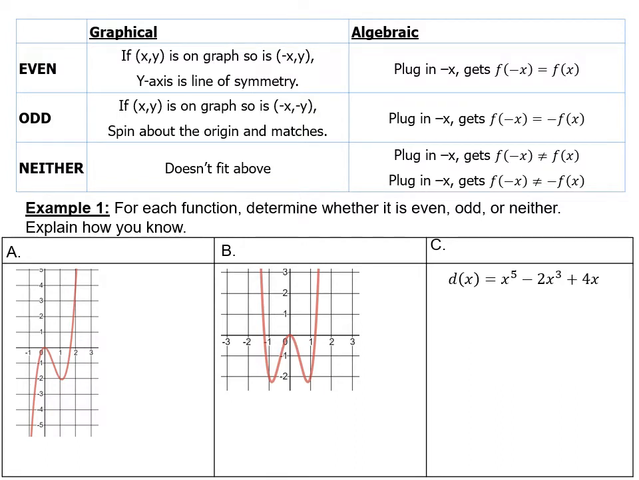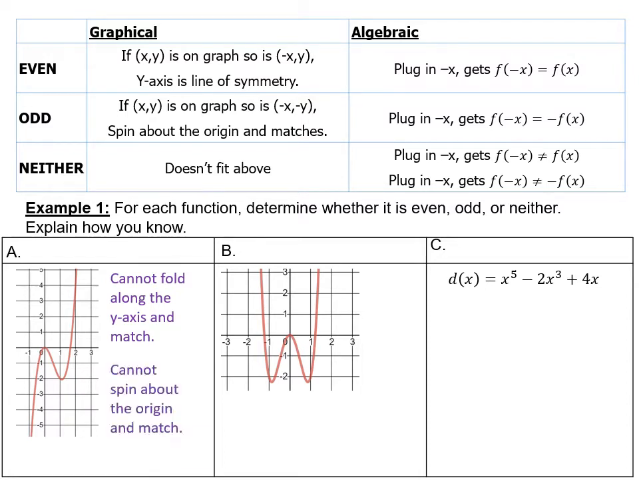Now we've got an example down at the bottom. We got 3 of them. So we take a look at A, and it's graphically. Again, even is y-axis line of symmetry. So if I fold along the y-axis, is the left going to match the right? No. So that doesn't match, so it's not even. If I spin about the origin, is it going to line up? No. So this is neither. On B, can I fold across the y-axis and it match up? Yep. So this is even.